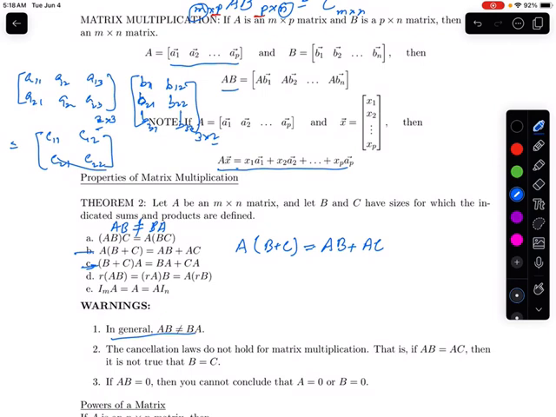Now when we multiply a product of matrices by a scalar, it gives us the same result as if we multiply one of the matrices by that scalar first and then take the product with the other matrix. That's what is being said in D. And in E it says that I_m, the identity matrix of size m, times A, will give us A.